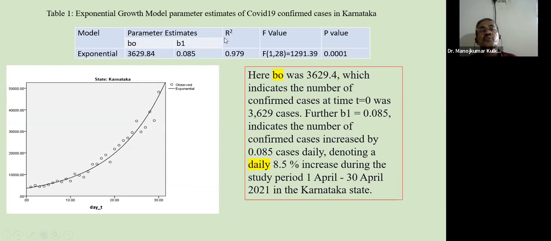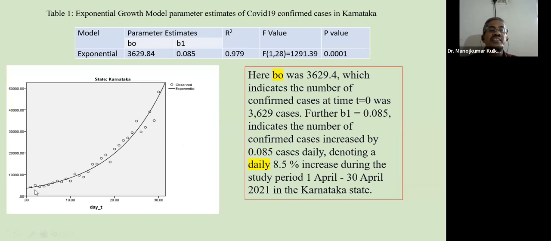When we fit the data into SPSS software, the model fit well: R square was 97.9%, meaning the variability in the daily number of cases between observed and predicted was nearly 98% accurate. This model was statistically significant. Here B naught was 3629, meaning initially it started with 3629 on day one, and later B1 is 0.085. It means that the cases are increasing daily at 8.5%. This was the speed at which the cases increased.